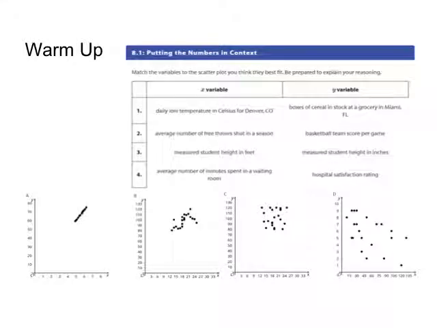In this warm-up, you want to match the variables. So number one, you have an x variable and a y variable, with which graph, A, B, C, or D, or which scatter plot, it would best fit. And likewise, number two, number three, and number four. Go ahead and pause the video and do that now.